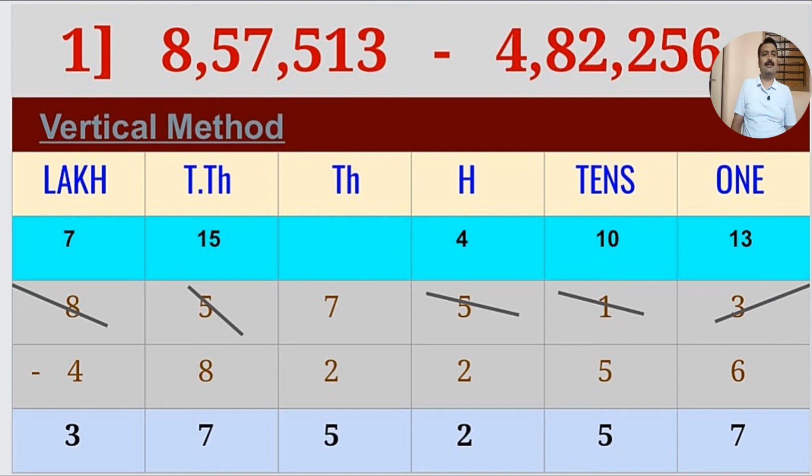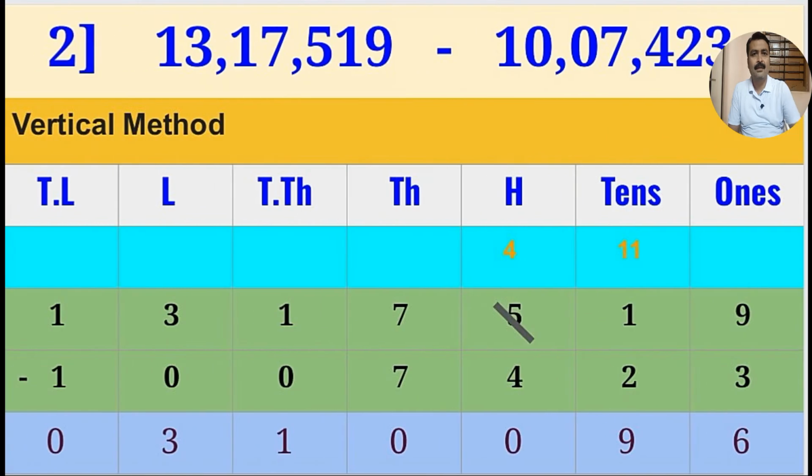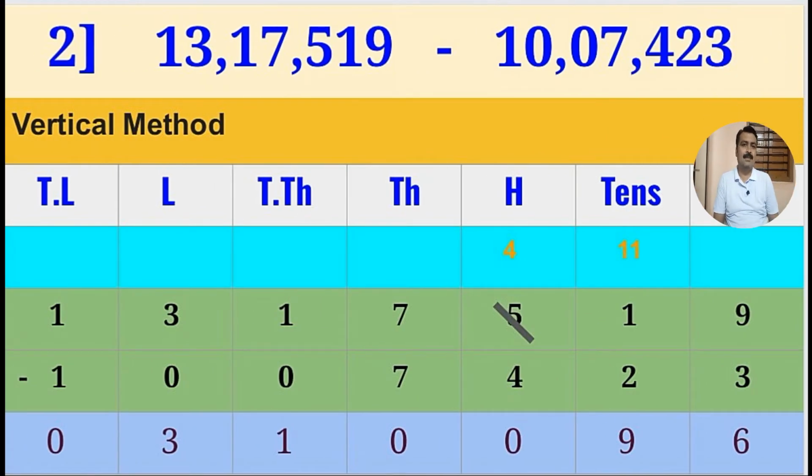So after taking this last subtraction in this first example, the final answer that we get here is 3,75,257. So this is the difference of the given two numbers here. So I think you have to observe this example carefully. Let's move towards the next example in this problem set.